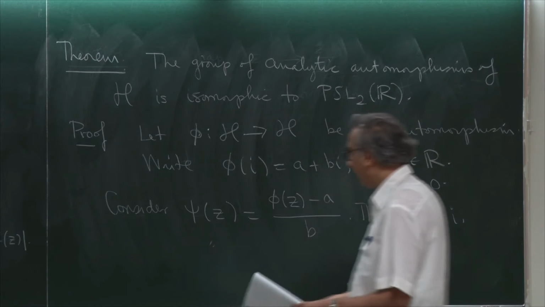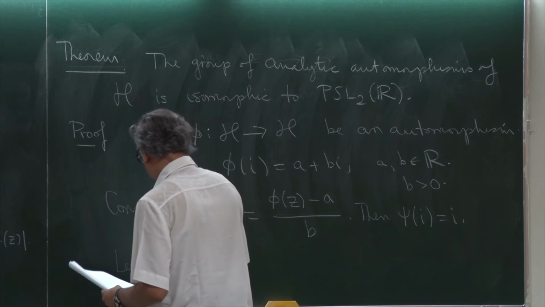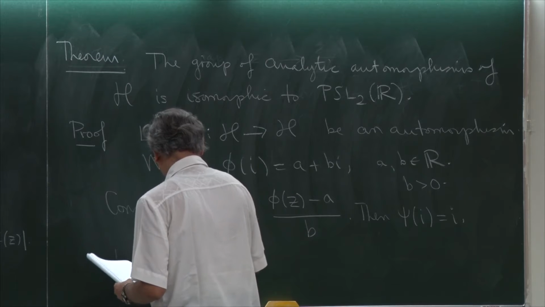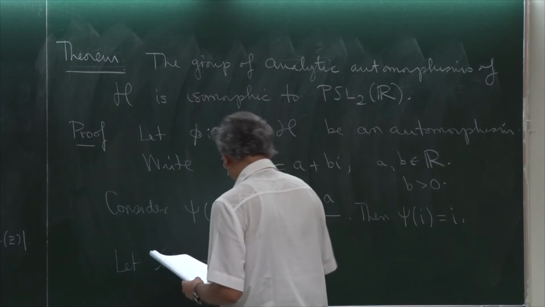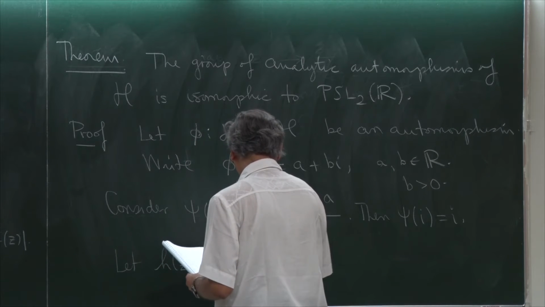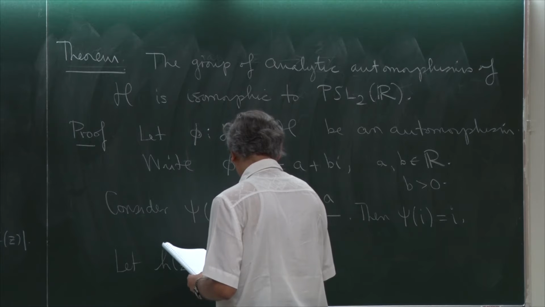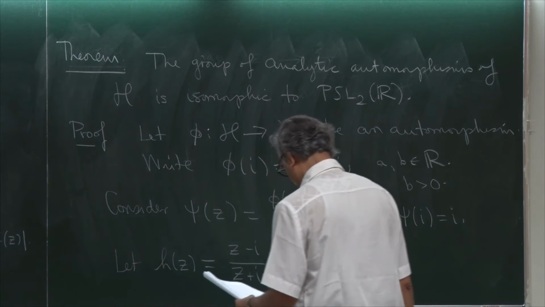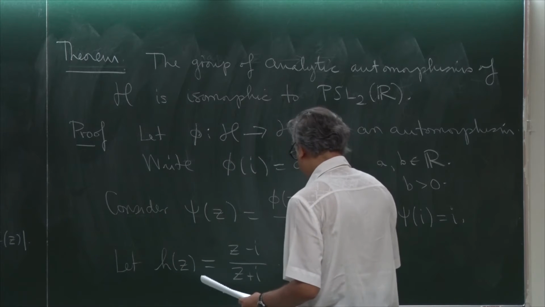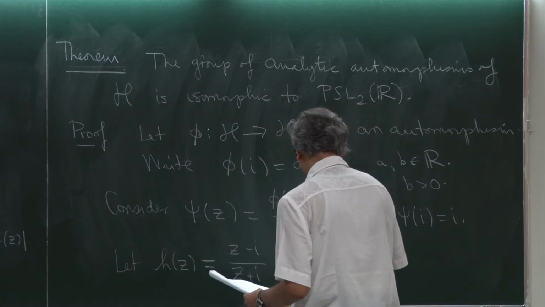Okay, now let h of z be the map (z minus i) over (z plus i), which I gave in the previous exercise. This is an analytic map.